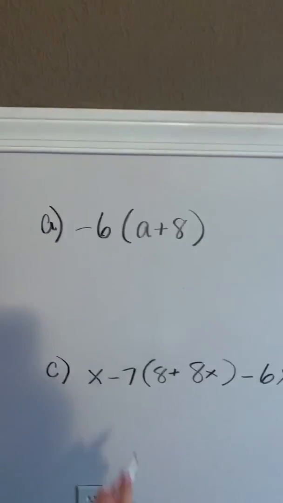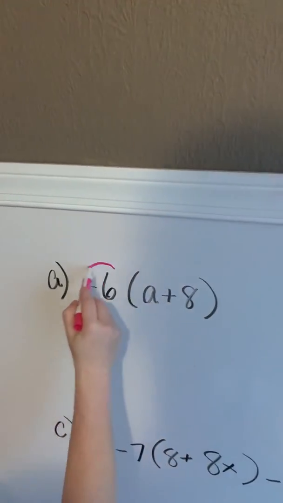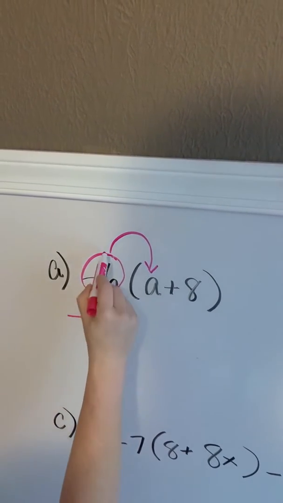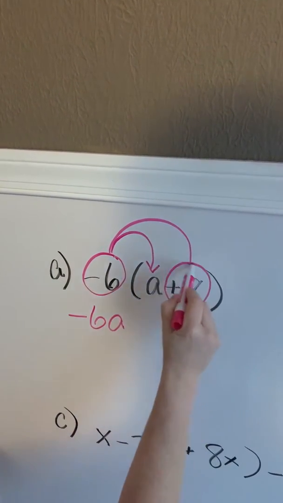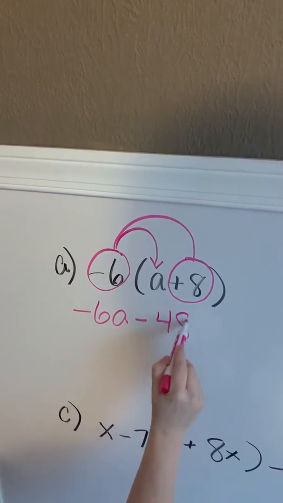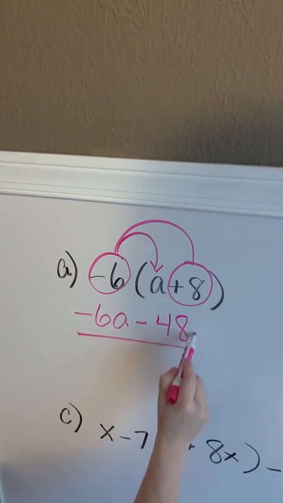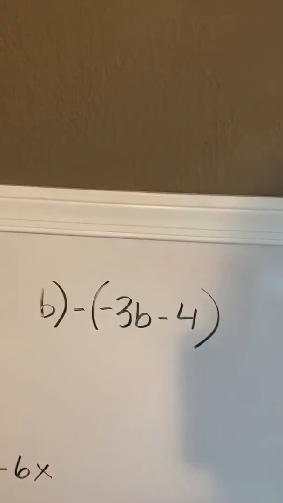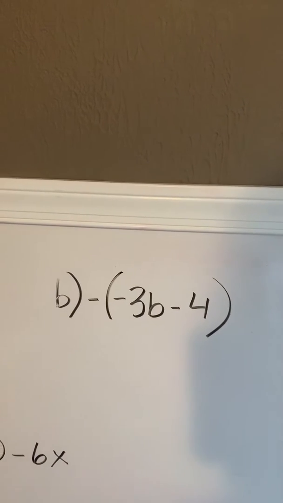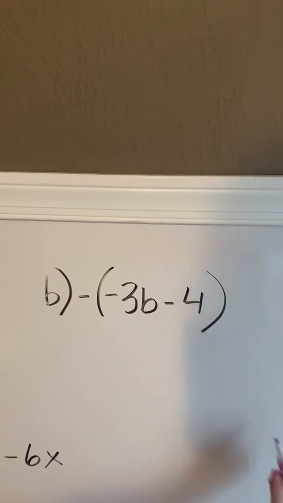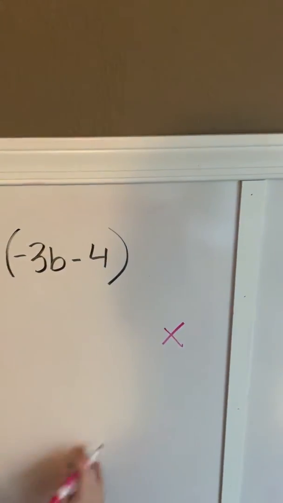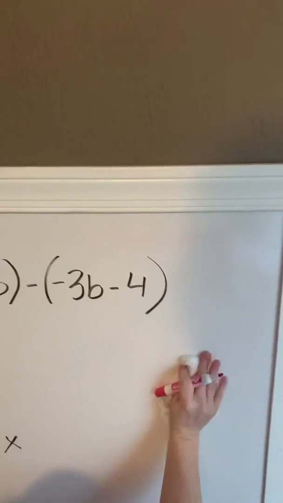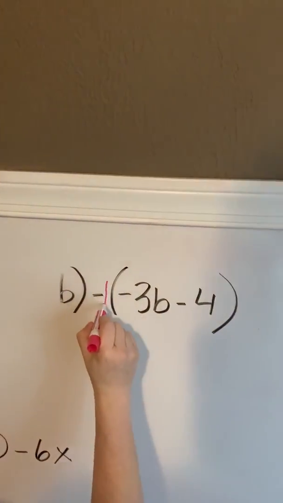Now look at your examples. We have negative 6 times a is negative 6a. Negative 6 times a positive 8 is negative 48. Can I combine these? No. So we are done. Here, I don't have a number, but when I don't have a number, it's saying that I have an invisible 1. Remember when we had our coefficients, there was a hidden 1 there. So there's a hidden 1 here.